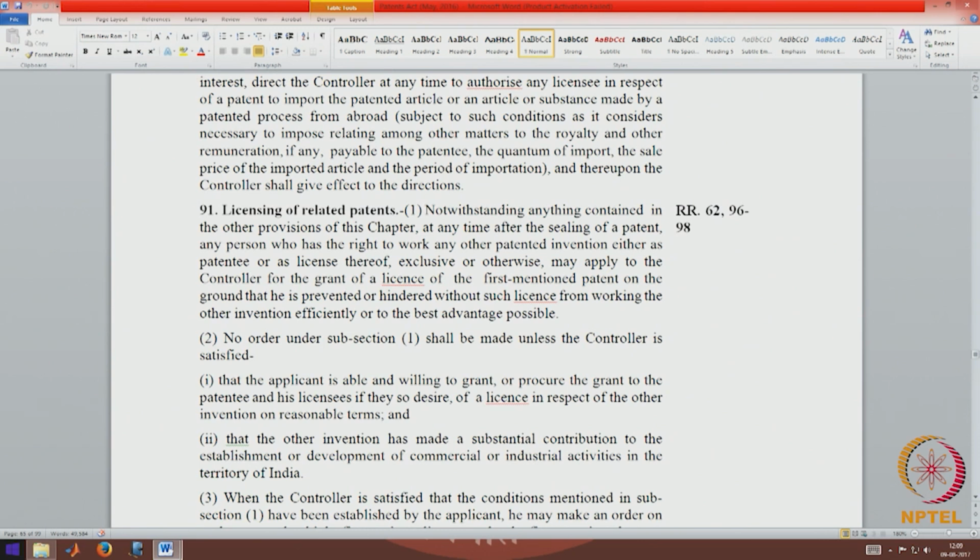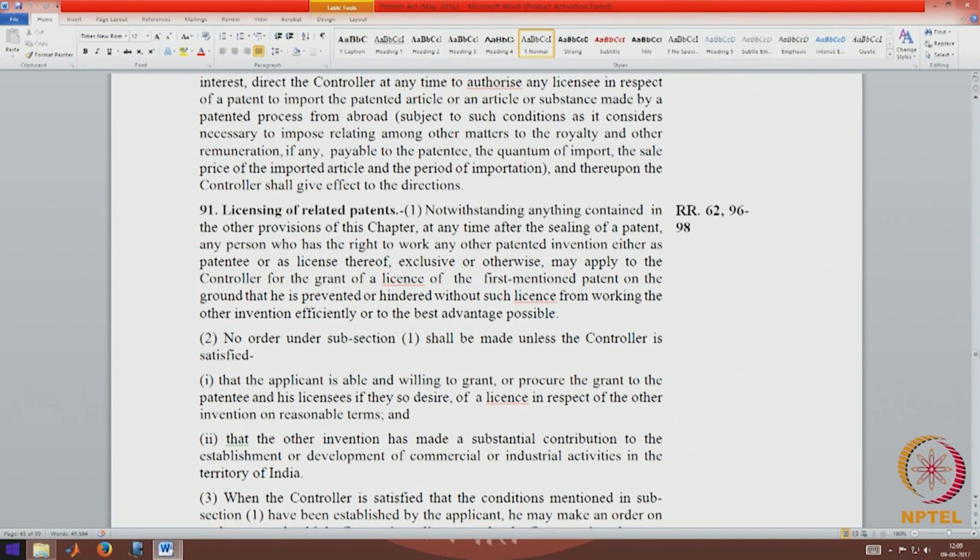Section 91. Section 91 deals with licensing of related patents. This is the second type of compulsory licenses. We had already mentioned that compulsory licenses under the Patents Act fall into 4 categories. Category number 1, which is the general category, pertains to section 84. The second category is section 91.